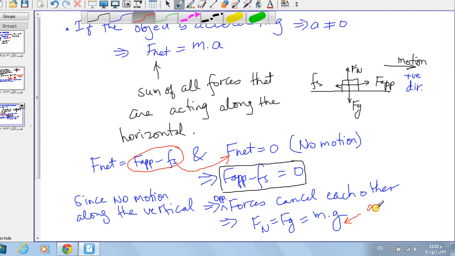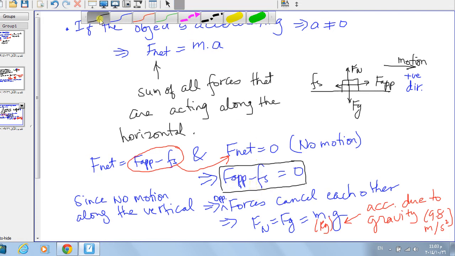Yeah, it's acceleration due to gravity, 9.8 meters per second squared. Okay, and m is mass, kilograms. So those are the two equations that we have to use in solving problems. This is the first, and this is the second. This is 1, and this is 2. Okay, we combine them together to find F applied.